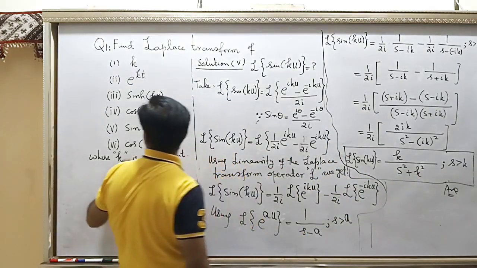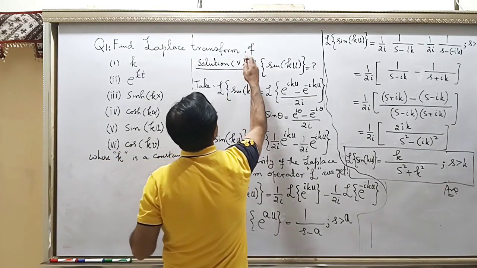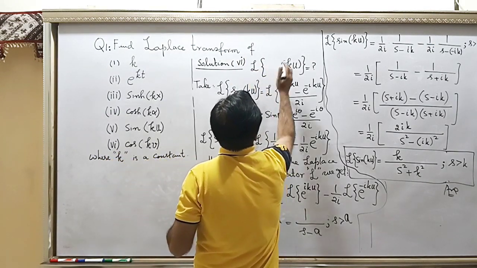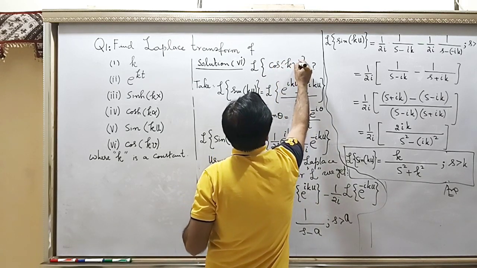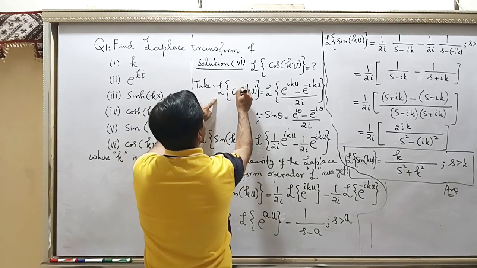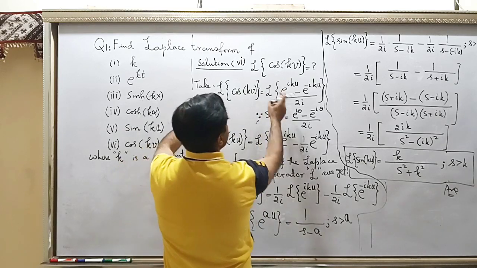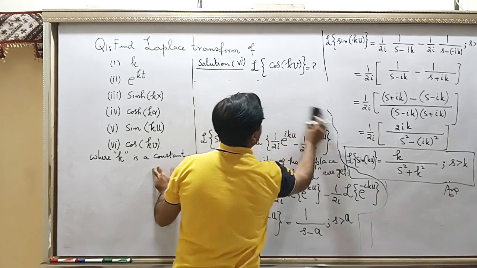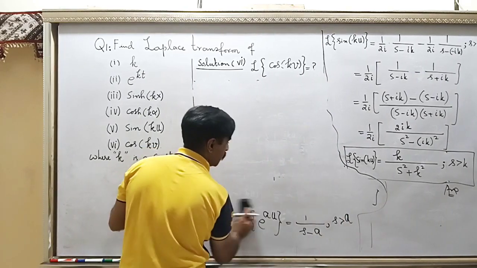Now you have the last question, cos of kv. This is part 6 of the question, and you need to find the Laplace transform of cos of kv, and in place of sine you have cos of kv, right? And this, let me write it again in full. Instead of replacing the things, we do it quickly.